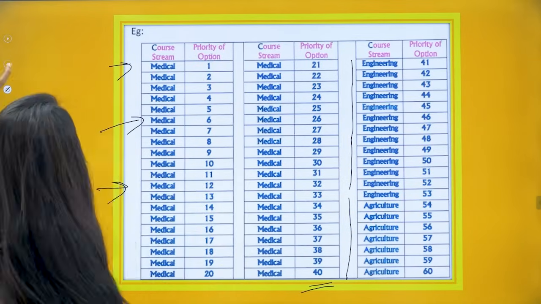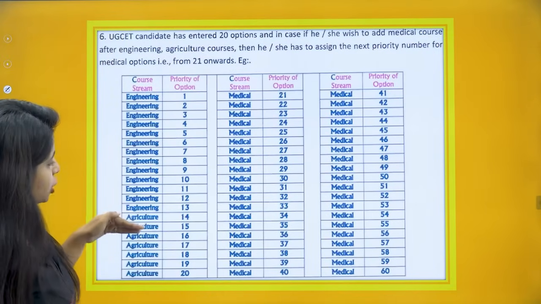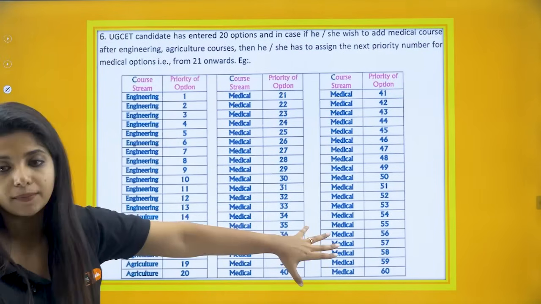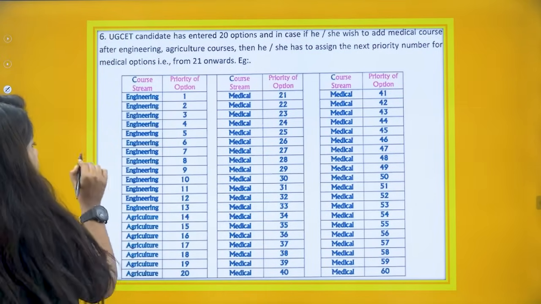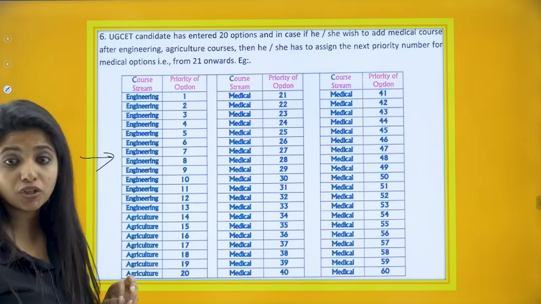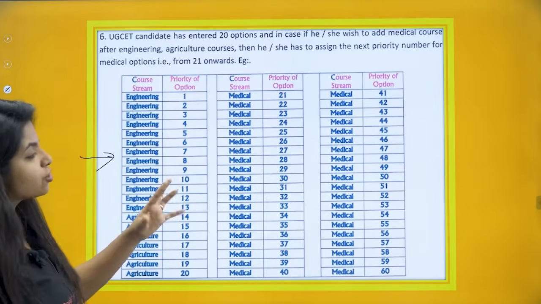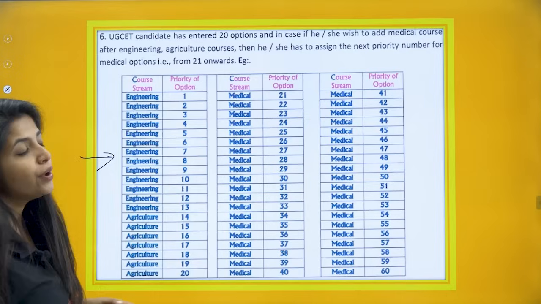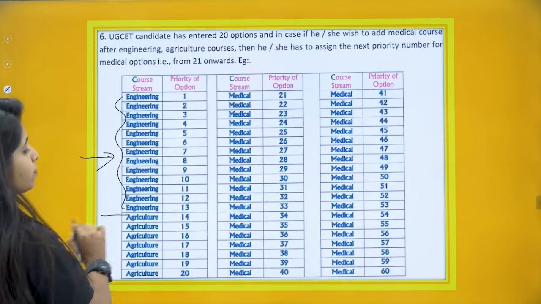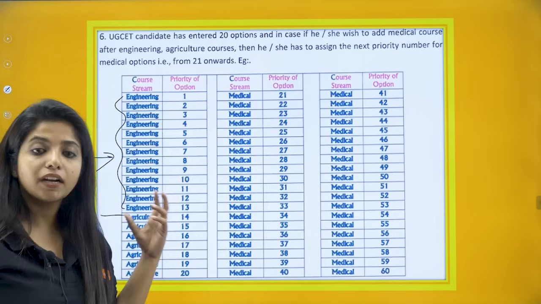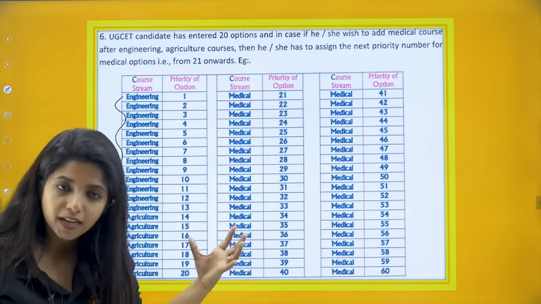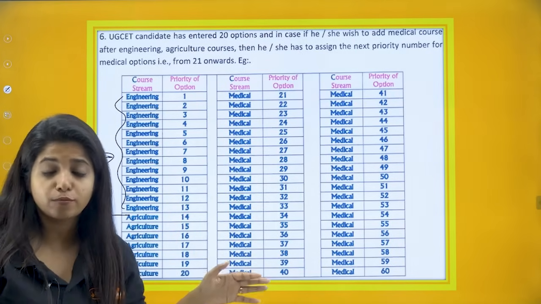Now there is another option entry list. I'll show you. Here you have engineering, then agriculture, then medical. Over here I clearly see the child's priority is actually engineering, then agriculture, then medical. But is he or she right in making this list? No. You would have to put in more options if you want entry into engineering. Make sure you're putting more options.